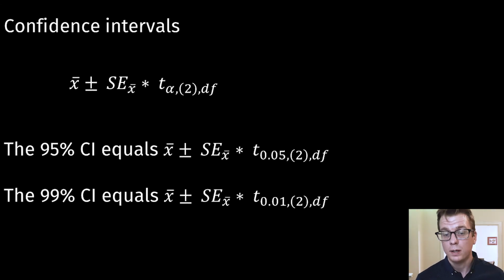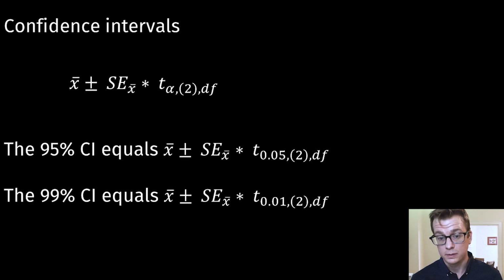To estimate the 1 minus alpha confidence interval, we calculate x bar plus or minus the standard error of x bar times t at a particular alpha that's two-tailed with the degrees of freedom that we calculate. A 95% confidence interval equals x bar plus or minus standard error of x bar times t with an alpha of 0.05.